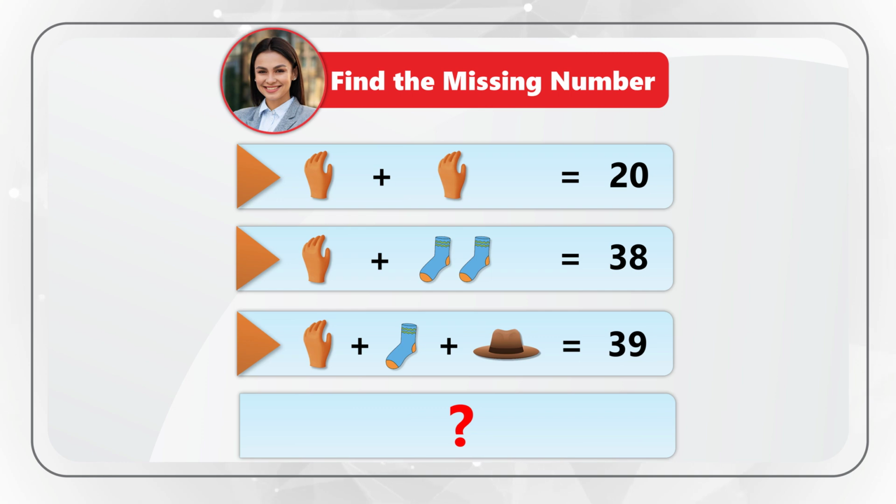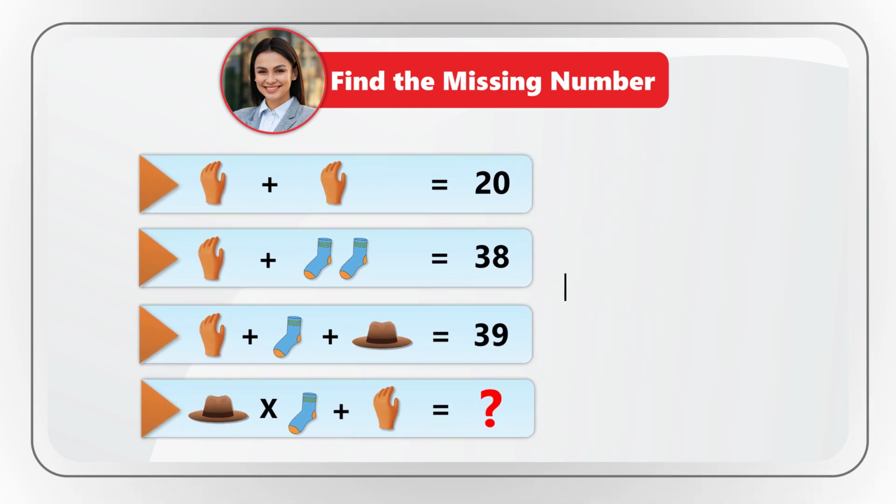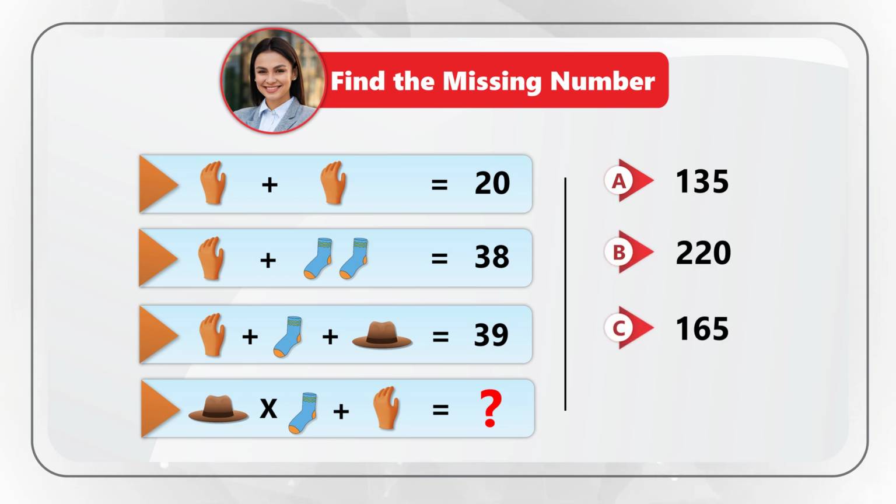And the last expression where you need to calculate the missing number is hat multiplied by sock plus glove equals the missing number. So what is the missing number? You need to calculate and select out of 4 different choices. Choice A, 135. Choice B, 220. Choice C, 165. And choice D, 360. Do you know the answer?